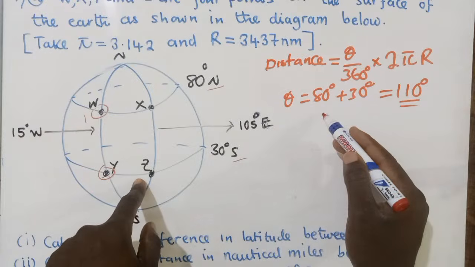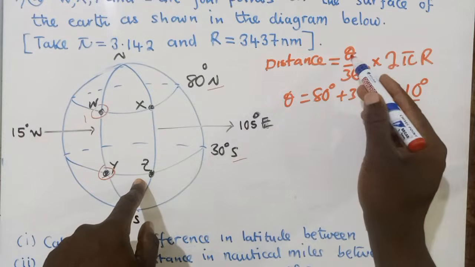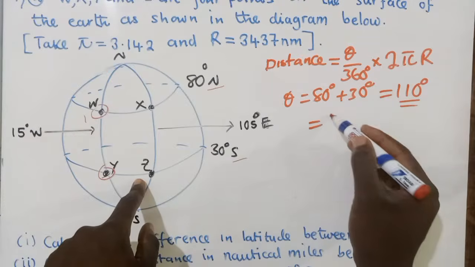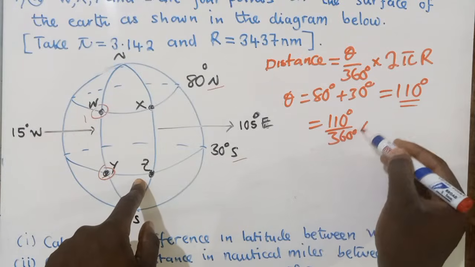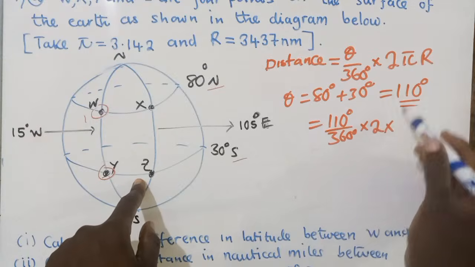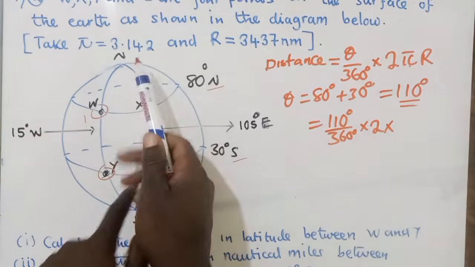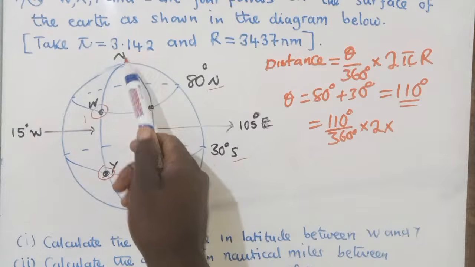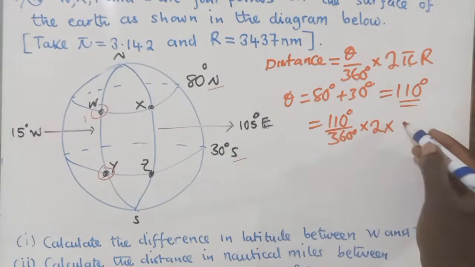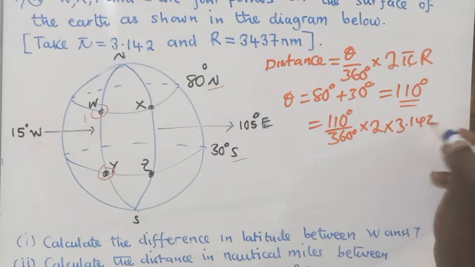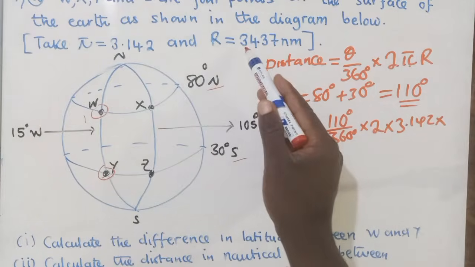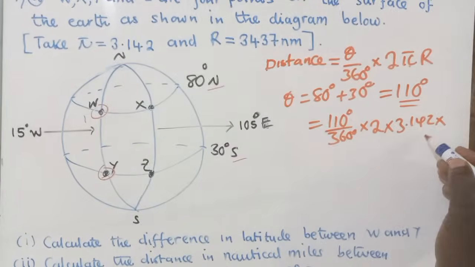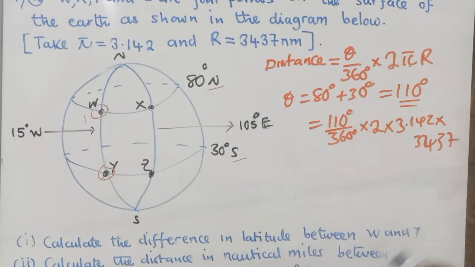So theta is 110, and this theta, we'll put it here, 110 degrees over 360 degrees times 2 times pi. You don't need to calculate pi, you are given it in the question. It's 3.142 times this radius, which you are also given. It's 3437.